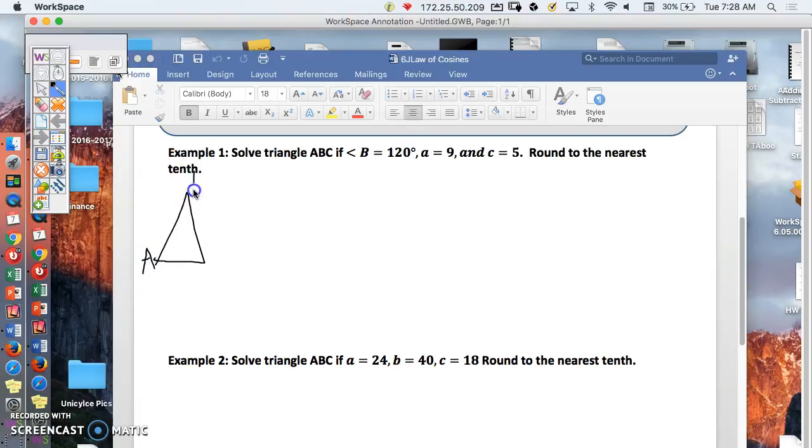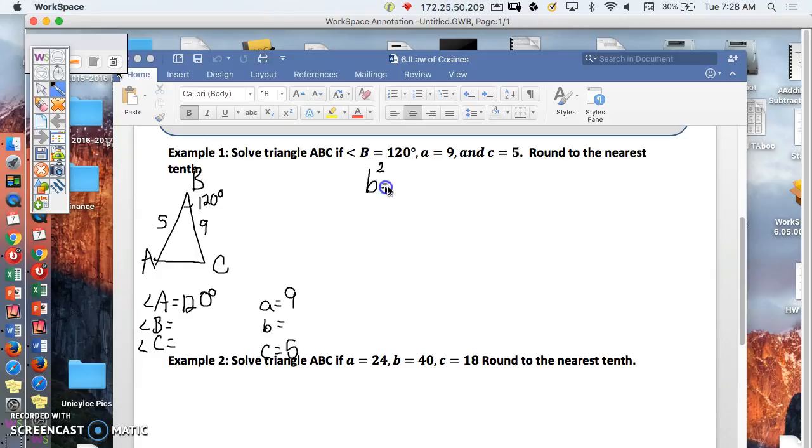So we have A, B, and C. We have 120 degrees, little a is 9, little c is 5. So angle A is 120. We need to find angle B and angle C. Little a is 9, we don't know b, and c is 5. So we can't use law of sines, but we have 2 sides and the included angle. So let's say we want to find little b.